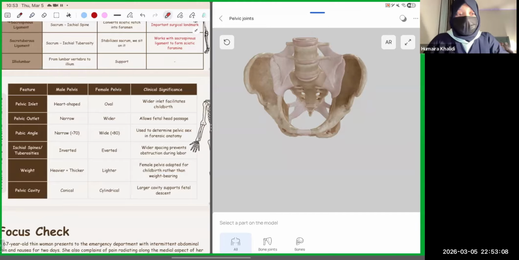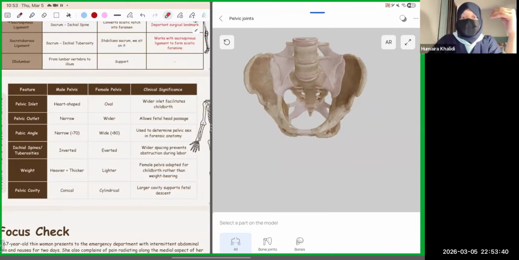Okay? Then you have the weight. The male pelvis is heavier and thicker because you guys love picking weights. And the female pelvis is lighter because of childbearing. The pelvic cavity for the male is conical because it's like this. But for the female pelvis, it's cylindrical. When I say cylindrical, it means this part is wide like this. And the area around it is going to be cylindrical.